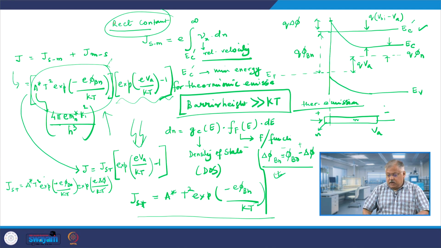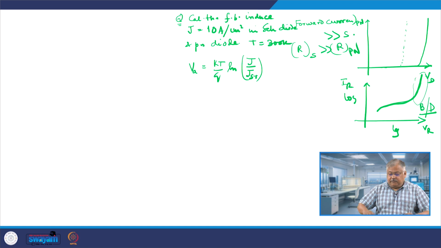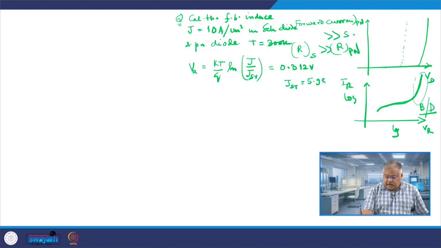So, from here, if I do a small manipulation, I get VA equals kT by q ln of J by JST, and if you put the value of J and JST for all practical purposes, this comes out to be 0.312 volts, assuming that the JST value is approximately 5.98 into 10 to the power minus something. You can calculate it very easily. Now, this is for a Schottky diode.